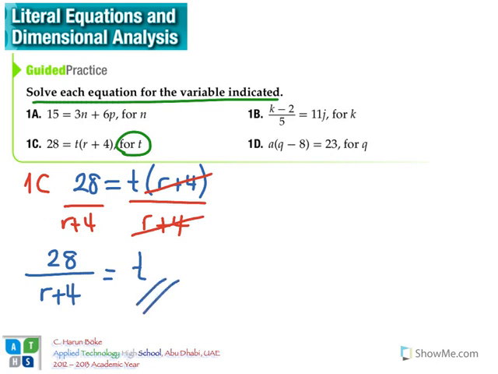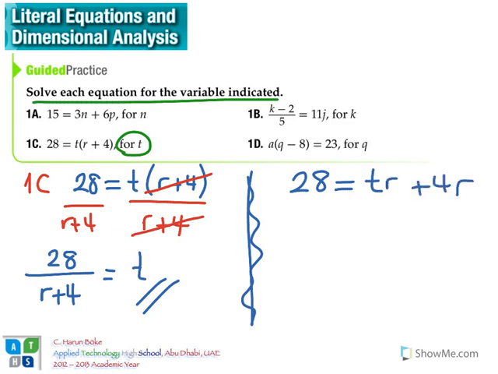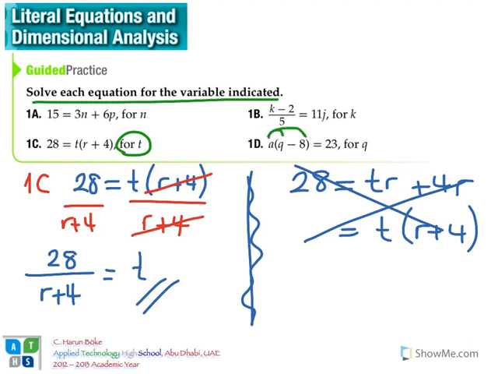If I was to expand the brackets, let's see how, it will be like 28 equals tr plus 4r, which you will feel that you have to take t into parentheses, where you are going to get again the same thing, r plus 4. So no need to expand the brackets here. But in 1d, you have to expand the brackets because you have to solve this equation for q, which is inside the brackets. So you have to get rid of the brackets first.